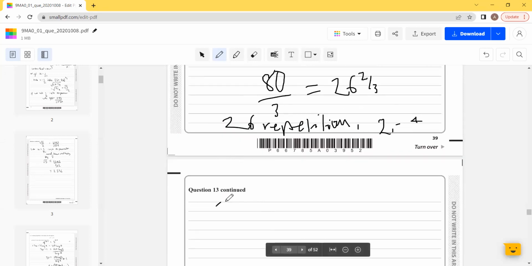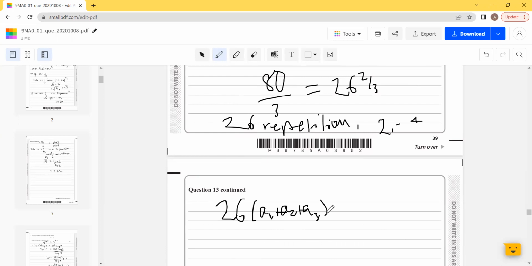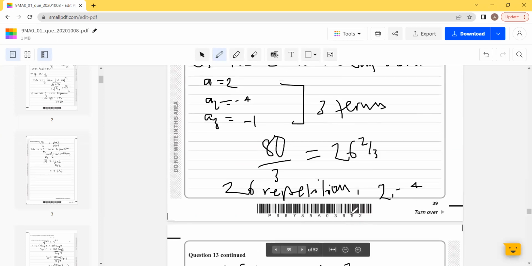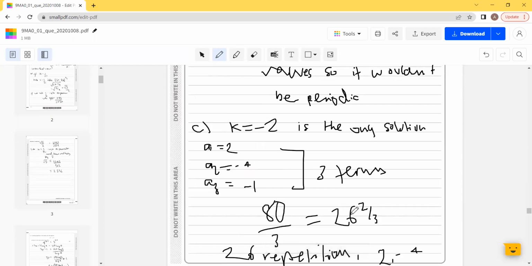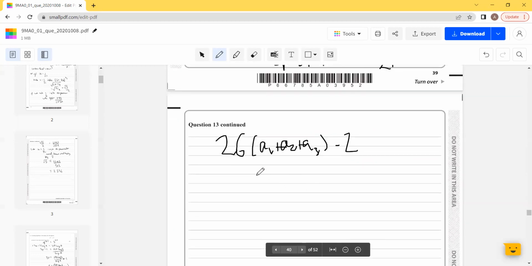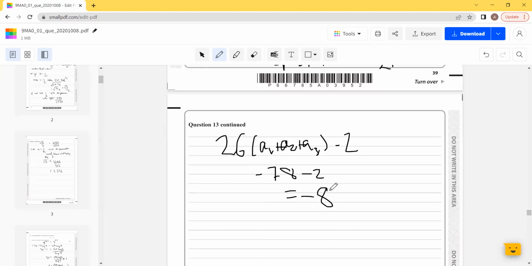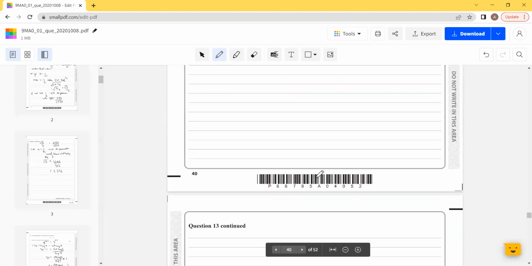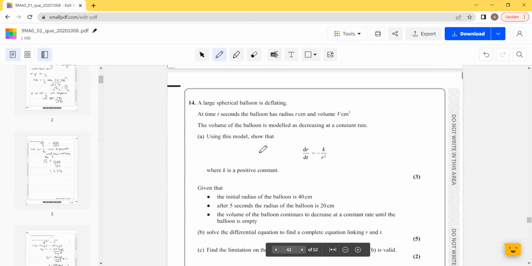So 26 lots of A1 plus A2 plus A3 minus 2. Okay, so 26 times A1 plus A2 plus A3, where A1 is 2. So 2 minus 4 minus 1 times 26, minus 2. So minus 78 minus 2, which is equal to minus 80. Okay, so that is the sum. Okay, let's carry on. Question 14.